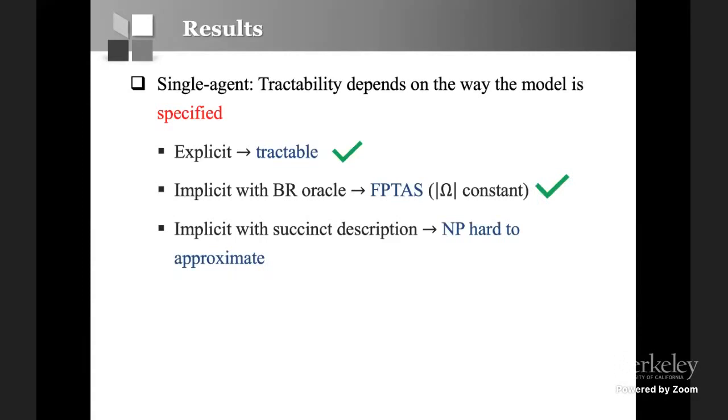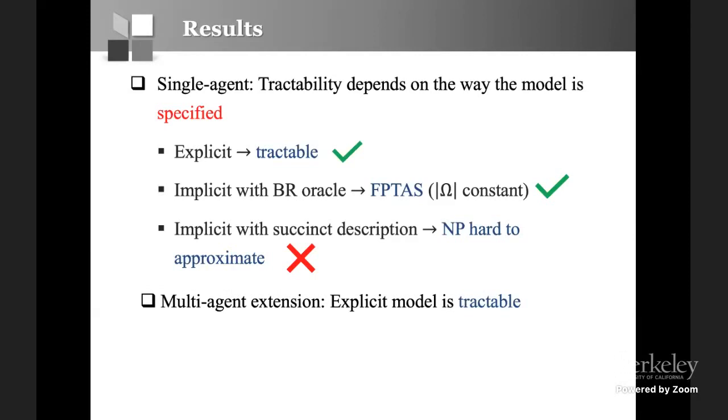Finally, in the implicit model where we don't have access to that oracle, we show that it's NP-hard to get a constant factor approximation of the optimal revenue. Now, the original model by Bergemann et al. only deals with a single buyer. There are many ways one can extend the model to a multi-agent setting. We propose such an extension, and we show that the problem is still tractable when the input is provided explicitly. If you're interested to learn more about this extension, please take a look at the longer version of this talk.